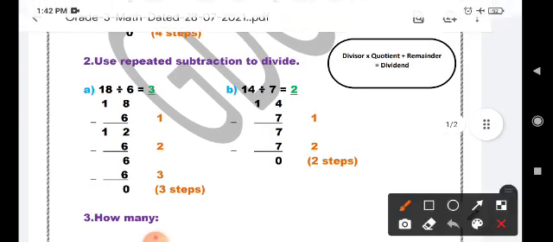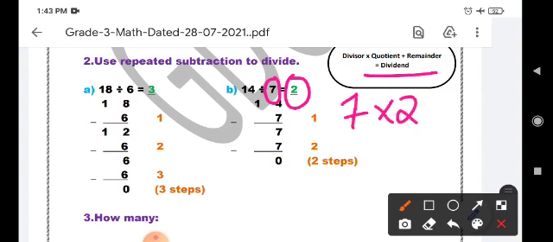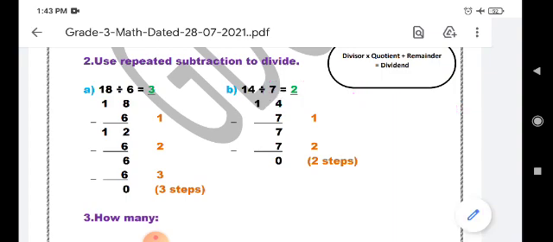Now, one more important thing is that when you multiply your divisor with your quotient, you will get the dividend. That I showed you. Here, the divisor is 7, the quotient is 2 and the remainder is 0. Are you getting 14? Yes, and you are correct.